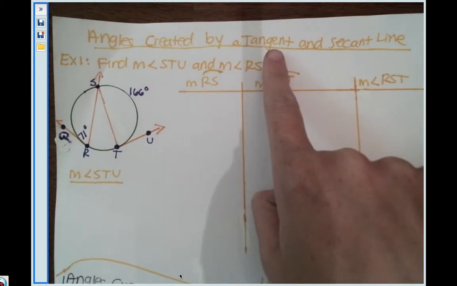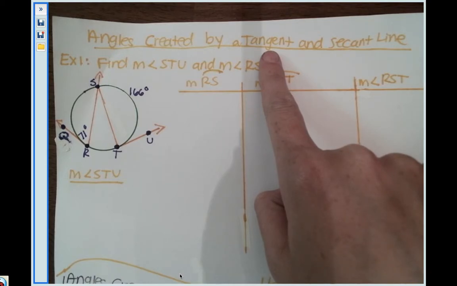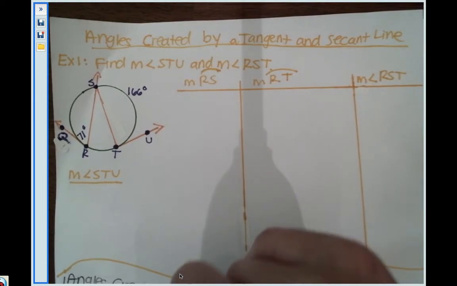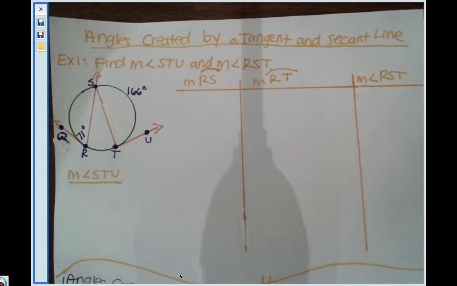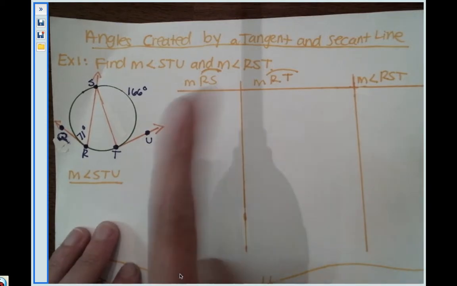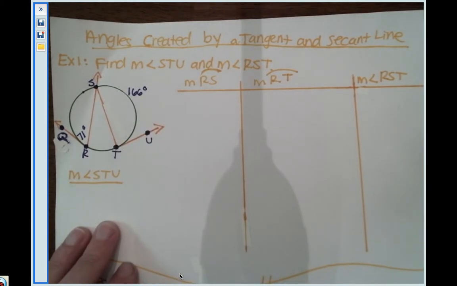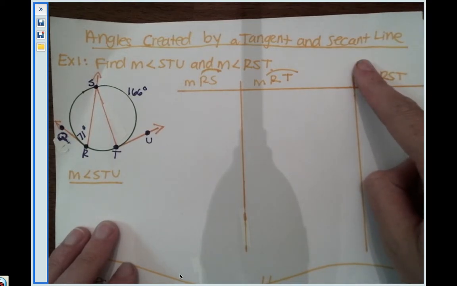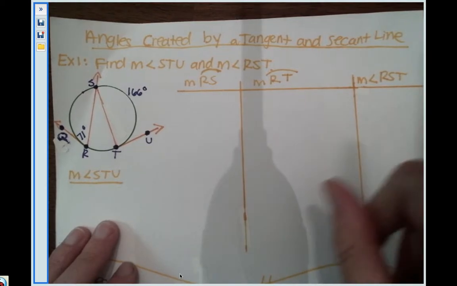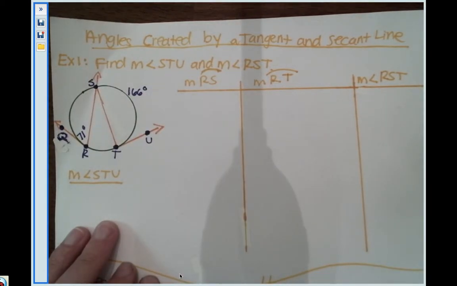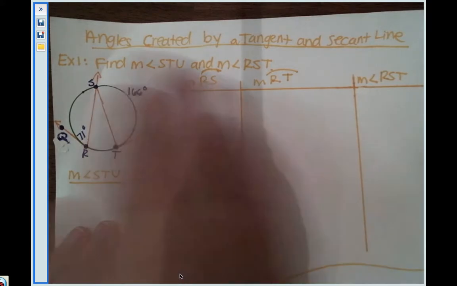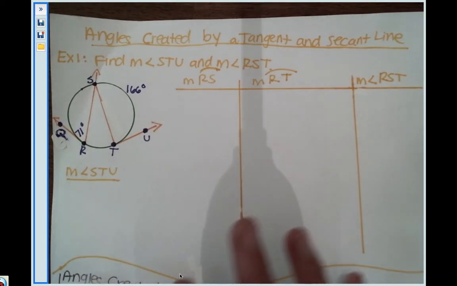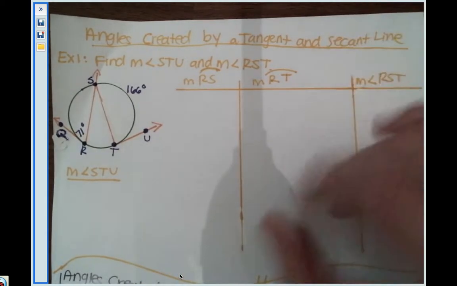Okay, so who remembers what a tangent line is? A tangent line is a line or segment or ray that intersects the circle in exactly one spot, one point. And what is a secant line? A secant line does in fact intersect a circle, and intersects it in two spots. So this circle's got a lot of tangent lines and secant lines in it. It's got several, which is pretty cool. The more secant and tangent lines, the better.